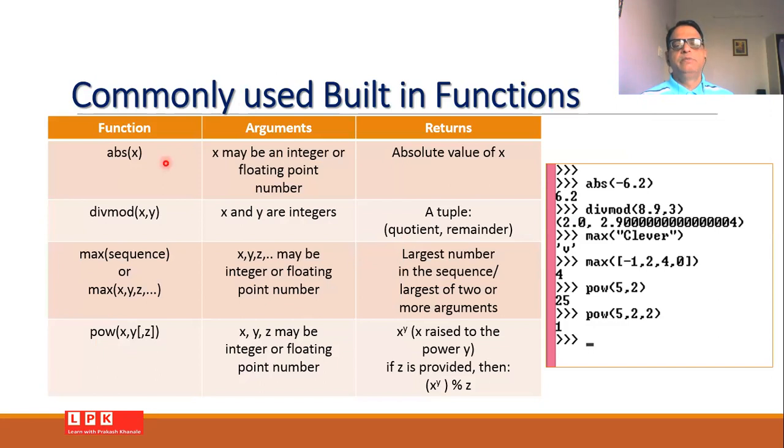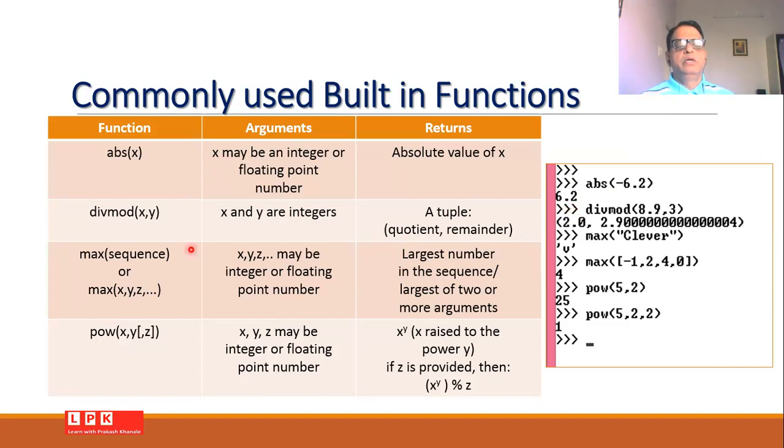The first function that is commonly used is abs(x), where x may be an integer or a floating point number. This function will return the absolute value of x. For example, if I write on the Python prompt abs(-6.2), then it will return 6.2.